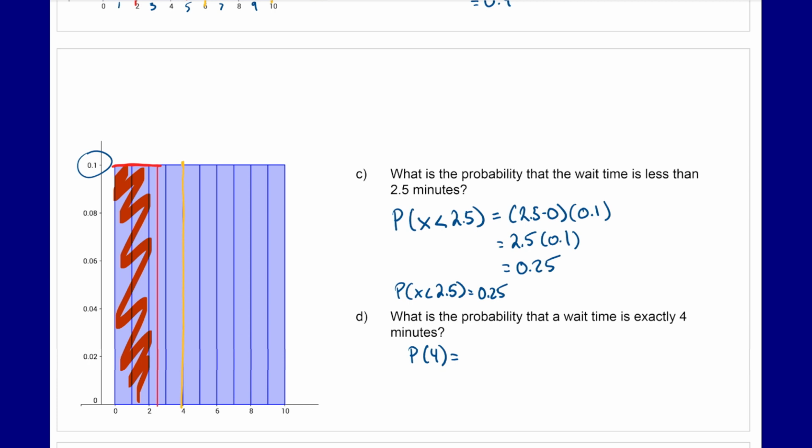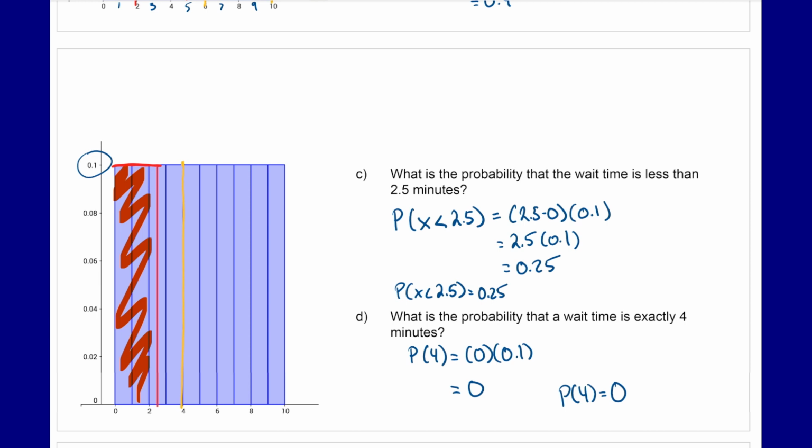I'm at 4. I don't have a length, so it's actually 0. So 0 times the height is 0. That means that the probability of waiting exactly 4 minutes is 0%. There's a 0% chance of it waiting 4 minutes. Now, why does that occur?